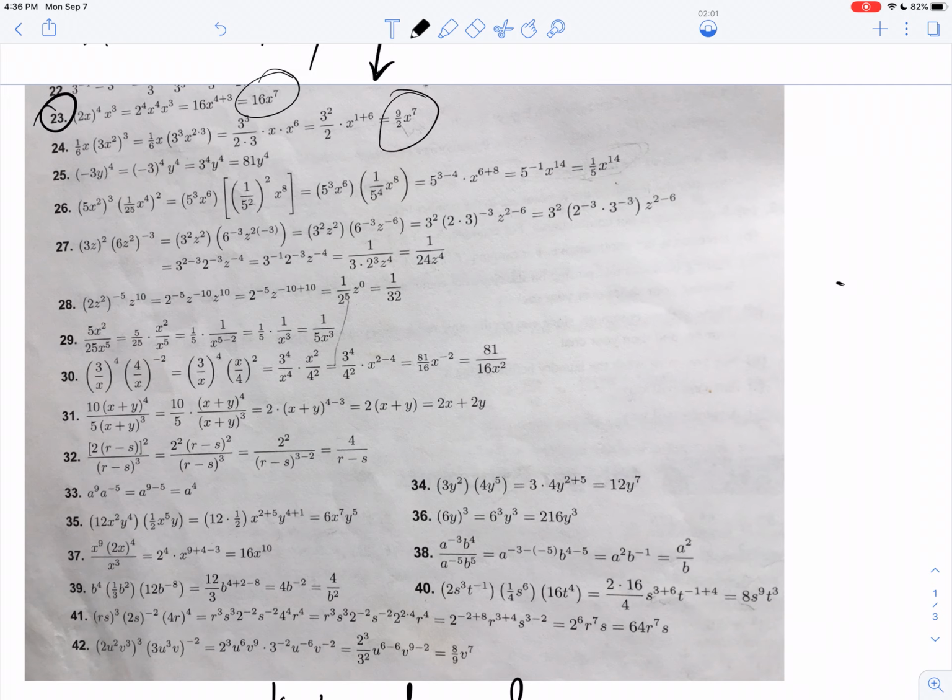Now here's the thing though I want you to understand. They wrote the answer as 9/2 x to the 7th. That's the same thing as 9x to the 7th over 2. They are identical answers. Sometimes it's just easier to typewrite the book a certain way, and that's why they do it. But it doesn't happen for all the answers. Here I could write this as x to the 14th over 5. That's the same as 1/5 x to the 14th. That guy, though, that's all you could do for that one.